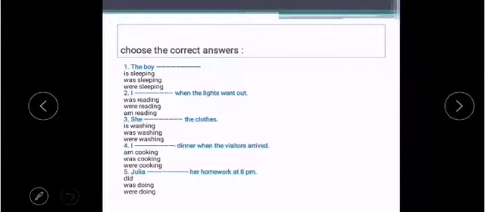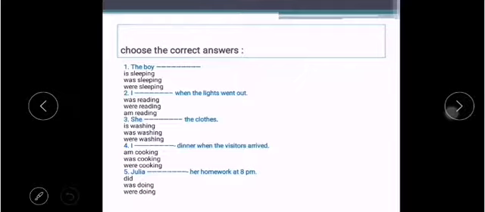She blank the clothes. Washing. She is washing, or was washing, or were washing, depending on the thing we took, of course. Okay, she was washing the clothes. Okay, I blank dinner when the visitors arrived. I was cooking. Good, I was cooking. Julia blank her homework at 8 p.m. Okay, did, was doing, or were doing. Julia was doing. So Julia was doing.